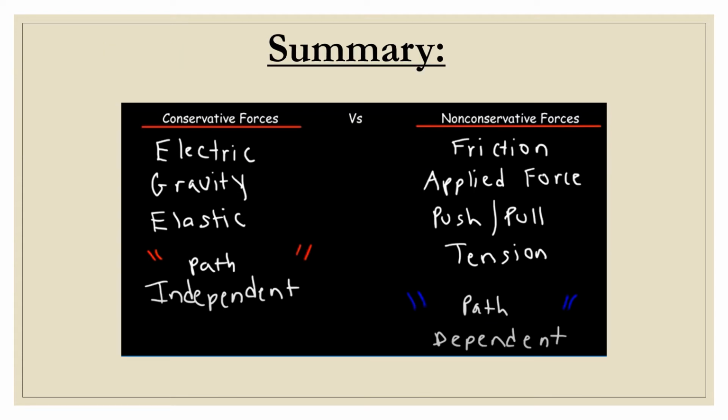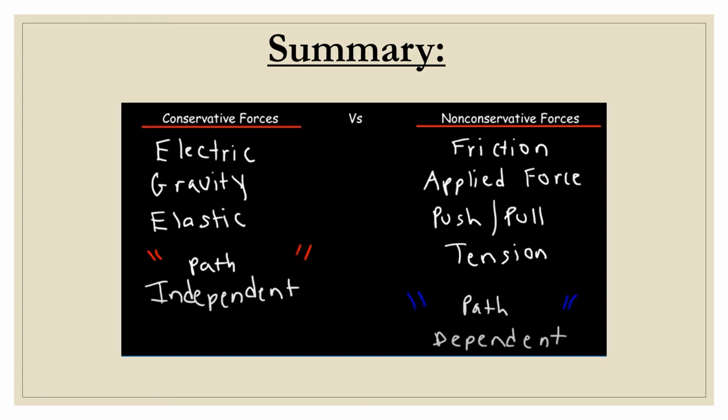So here is the summary. I listed all the conservative forces and non-conservative forces to illustrate what these types are, and to imagine how gravity doesn't depend on the path taken, while friction depends on the path taken. Applied force, push, tension, all of these depend on the path taken, while conservative forces do not. Gravity, elastic force, and the electrical force between a positive and a negative charge.